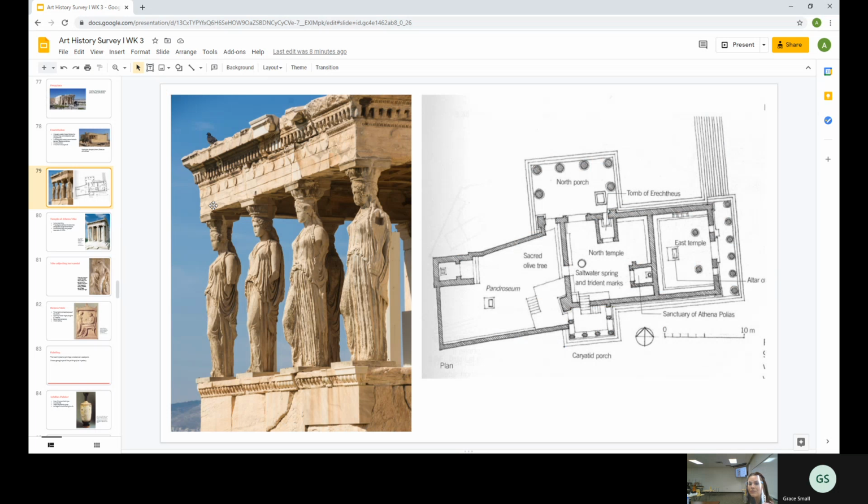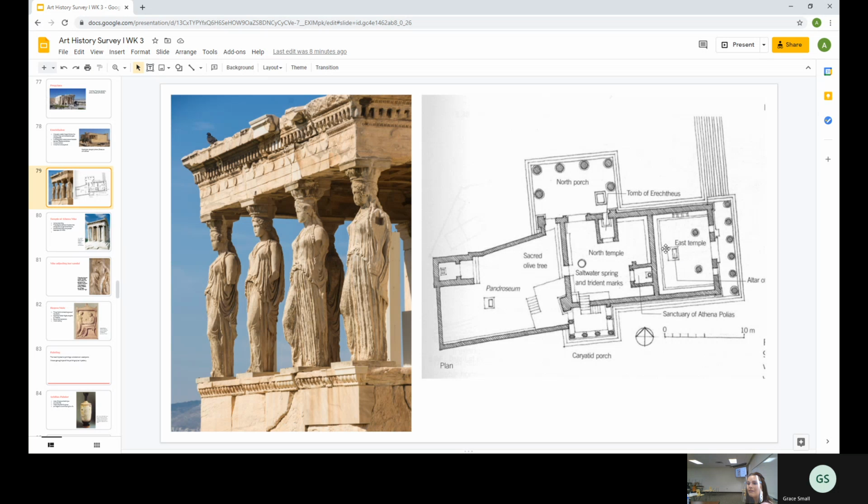Here's that caryatid porch closer up. The north porch, which held the tomb of Erechtheus. Erechtheus was one of the first kings of Athens. The sacred olive tree is out in front of, well, actually it's in behind, sorry, I'm looking in the wrong one. So here's the front of your temple.